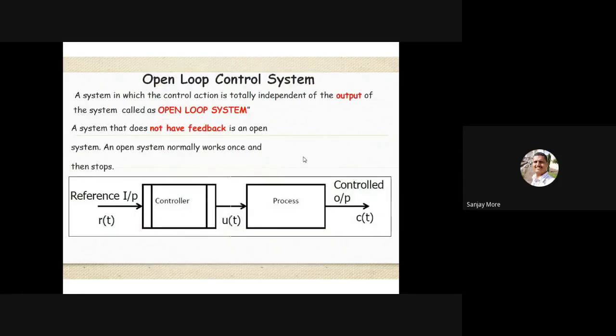Here write down 2-3 lines. A system in which the control action is totally independent of the output of the system is called an open loop system. A system that does not have feedback.